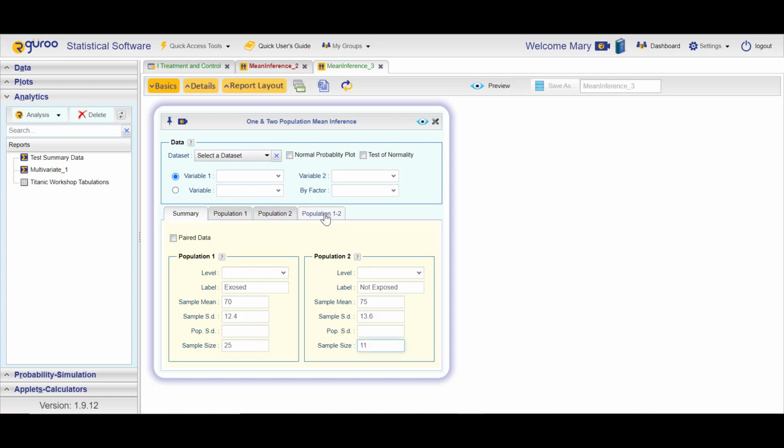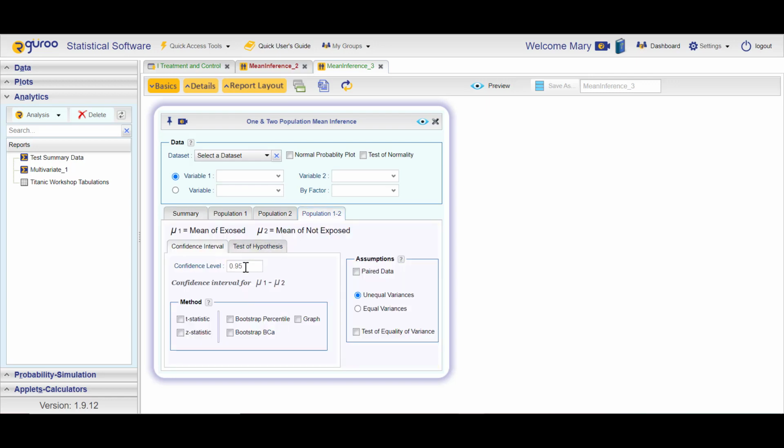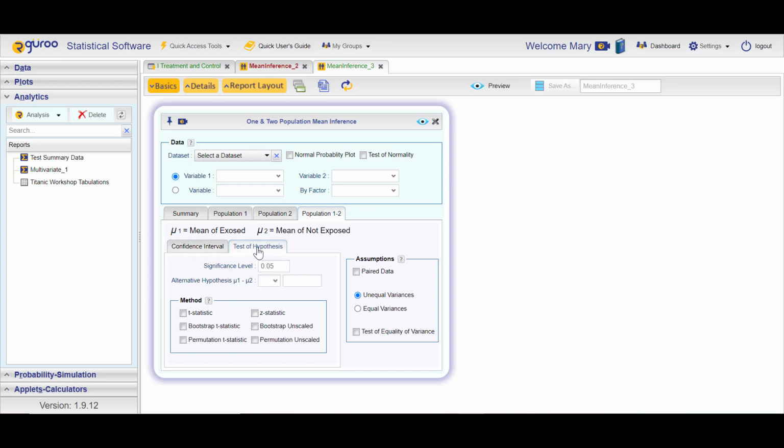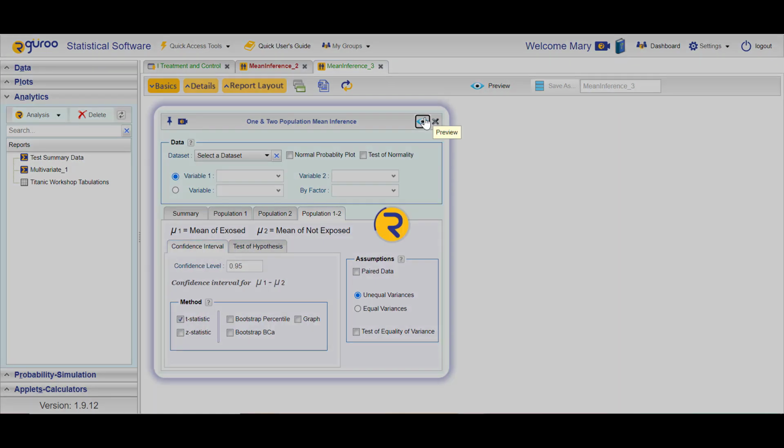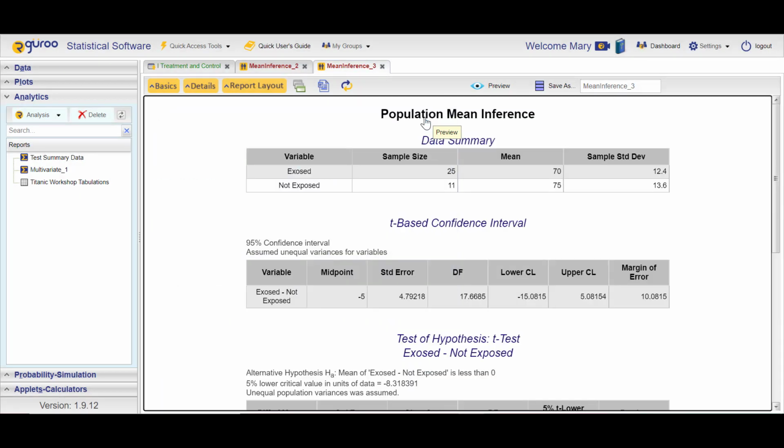And then we click on the population 1 and 2 tab. We're doing 0.05 level of significance, so I'm going to do a 0.95 confidence interval, and I'm going to say that it is less than. Less than what? We always put 0 for these. And choose T statistic. Yep. Preview. So writing down our confidence interval. Our confidence interval is negative 15.0815 to 5.08154.